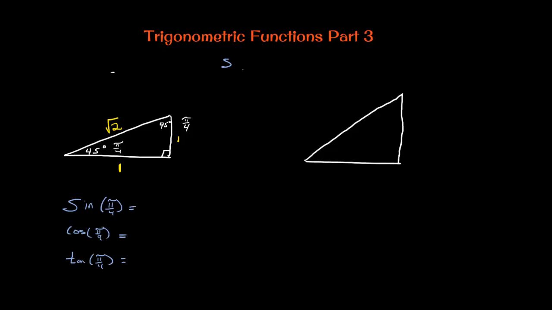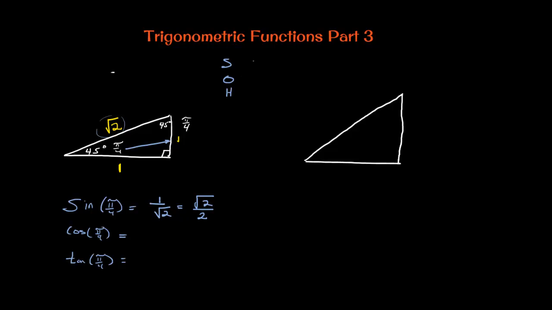Remember, sine is opposite over hypotenuse, SOH. The opposite of this is going to be a value of 1, and we divide that by the hypotenuse, the longest side of the triangle, which is going to be 1 over square root of 2. But it's not proper for us to have a root in the denominator, so we can rationalize the denominator by multiplying by square root of 2. So sine of pi over 4 is square root of 2 all over 2.